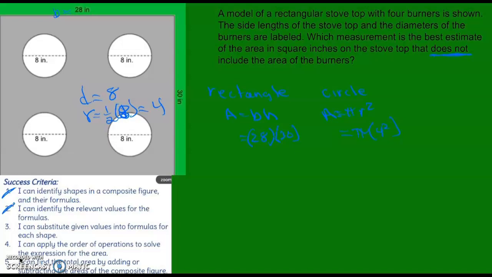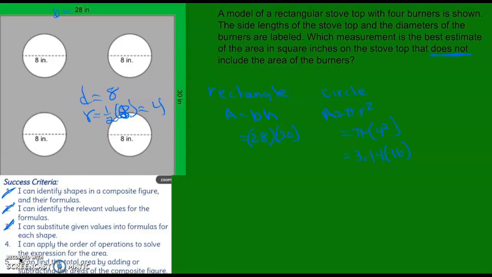Number 3 says I can substitute given values into the formula for each shape. So I've already done it for the rectangle. On the circle, the only thing I'm missing is pi, which is 3.14. And then I'm going to go ahead and solve for 4 squared, which is 4 times 4, which gives me 16. So that's number 3. Number 4, I can apply order of operations to solve the expression for the area.